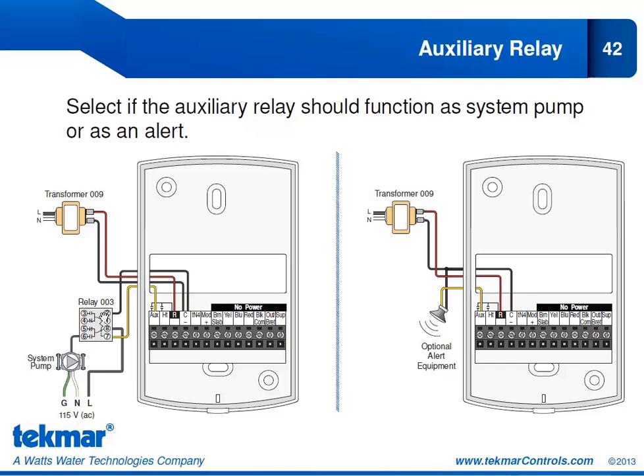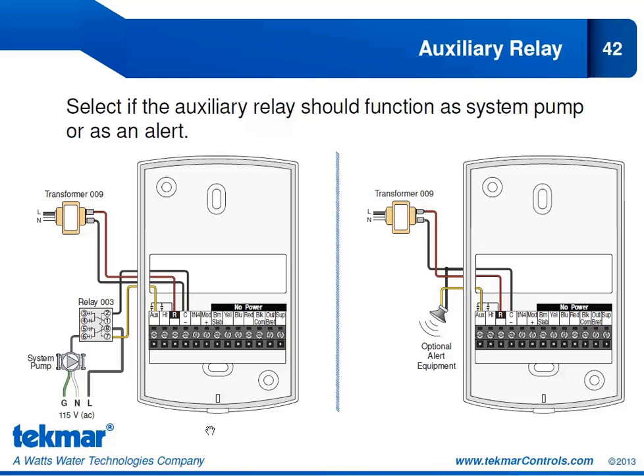The auxiliary relay will enable this isolation relay, and then I'll bring the other side back to C to complete that circuit. And then whenever that auxiliary relay closes, I'm going to have line voltage going to my system pump. And from there, I will bring connections to neutral and to ground. Now on the other side, I can set it to operate an alert device. So again, I have R and C. For my transformer, the R is tied to the auxiliary relay, which will enable my alert equipment, and then I'm coming back to the C to complete the circuit.